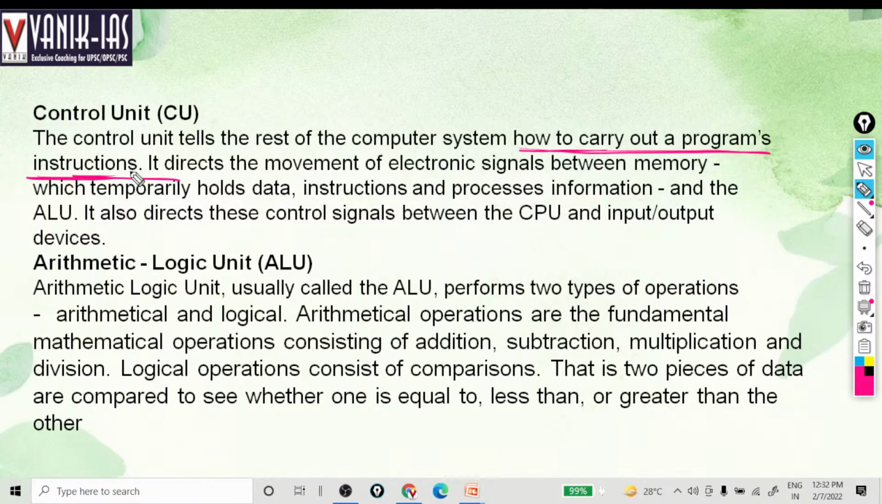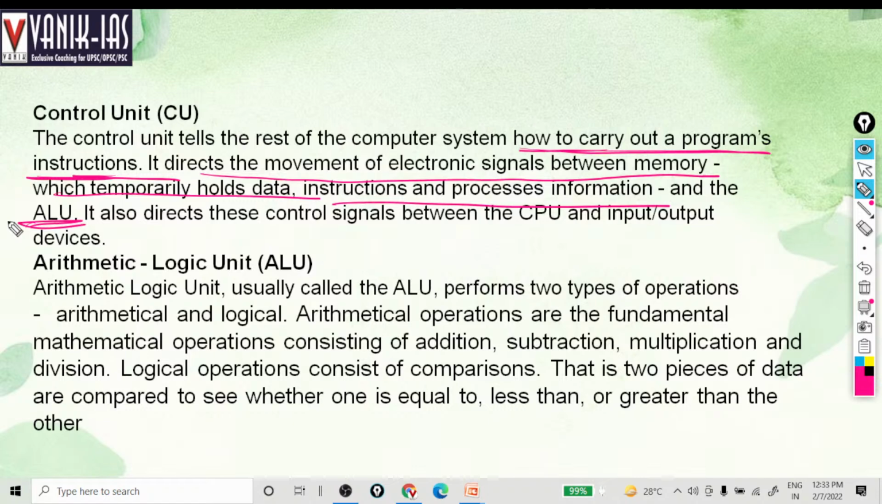It directs the movement of electronic signals between memory, which temporarily holds data, instructions, and process information, and the ALU. So it lies between ALU and the memory. It transfers the signals from memory to ALU. Memory holds data, instructions, and CPU process information.